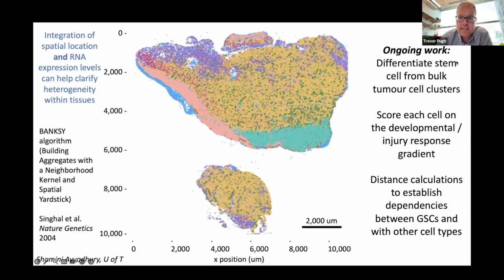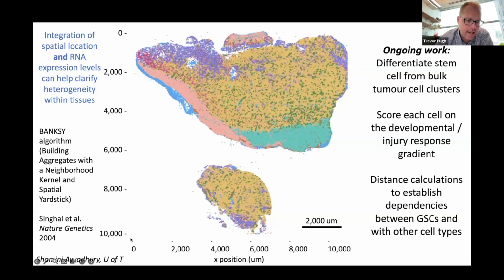We're trying to differentiate stem from bulk tumor cell clusters at the RNA sequencing level, score every single cell so we can do that trajectory analysis to try and understand not just developmental trajectory, but also the spatial location. And ultimately, our therapeutic goal is to understand if there's dependencies between the stem population and either other cancer cells or even normal cells that are adjacent to them. And that's actually the end goal of this project, to try to disrupt the biology specifically of the stem cells.